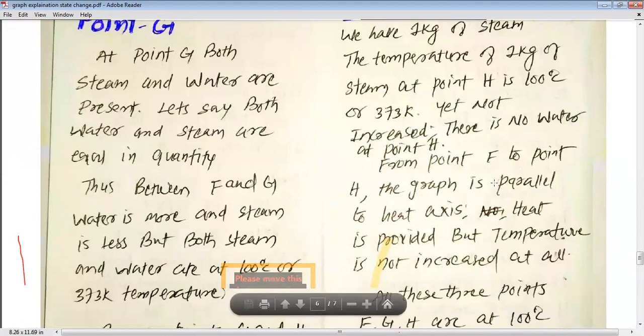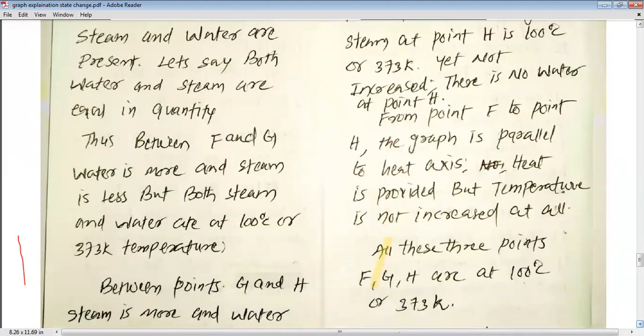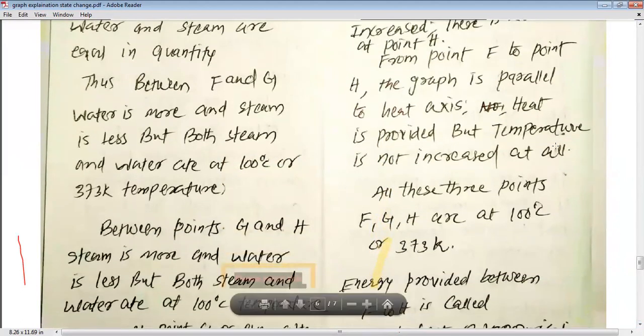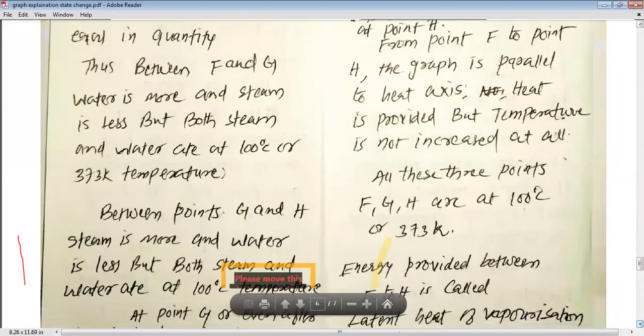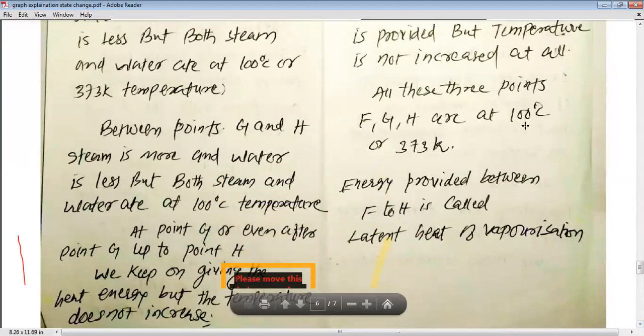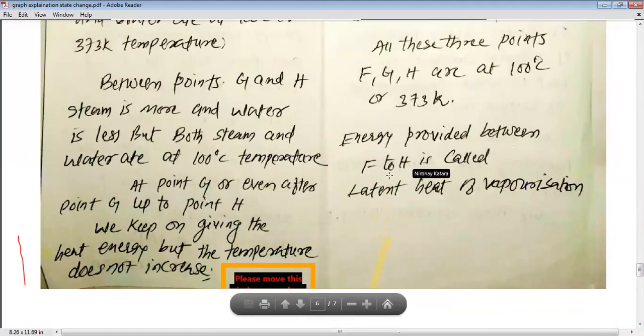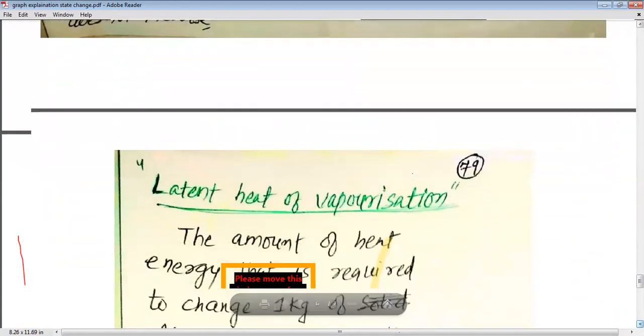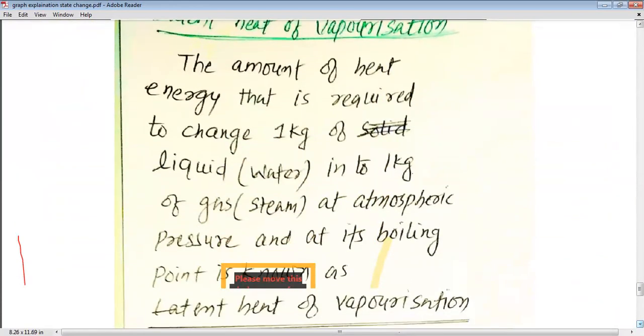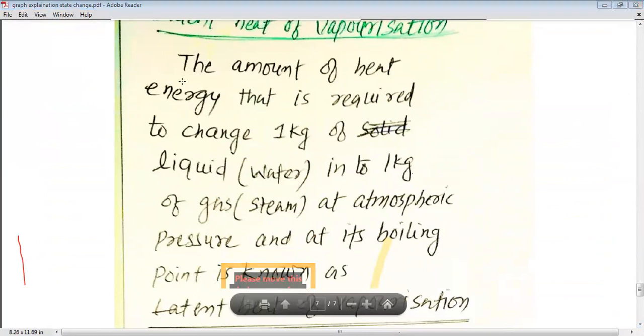From point F to point H, the graph is parallel to the heat axis. Heat is provided, but the temperature is not increased at all. All these 3 points, F, G, H, are at 100 degrees centigrade or 373 Kelvin. Energy provided between F to H is called the latent heat of vaporization. My dear students, let us read the definition of the latent heat of vaporization.